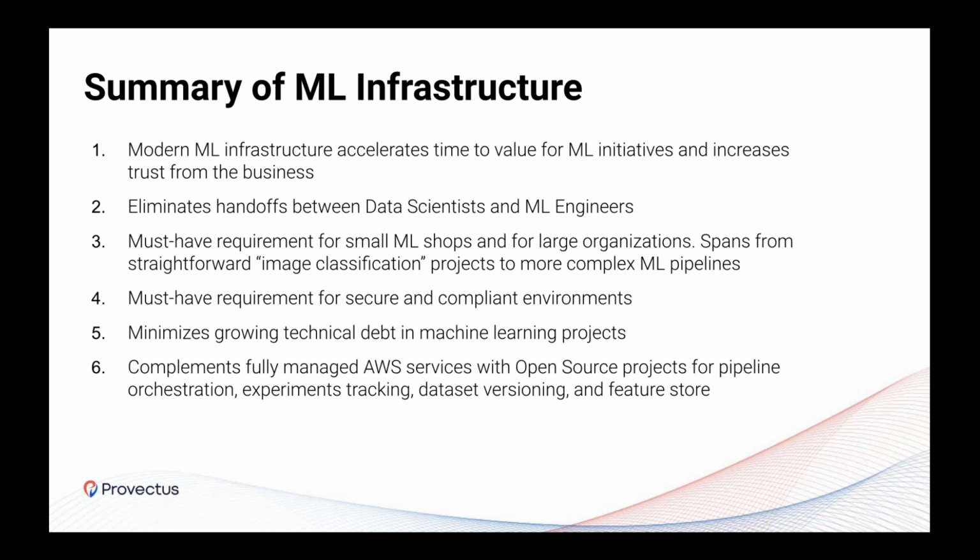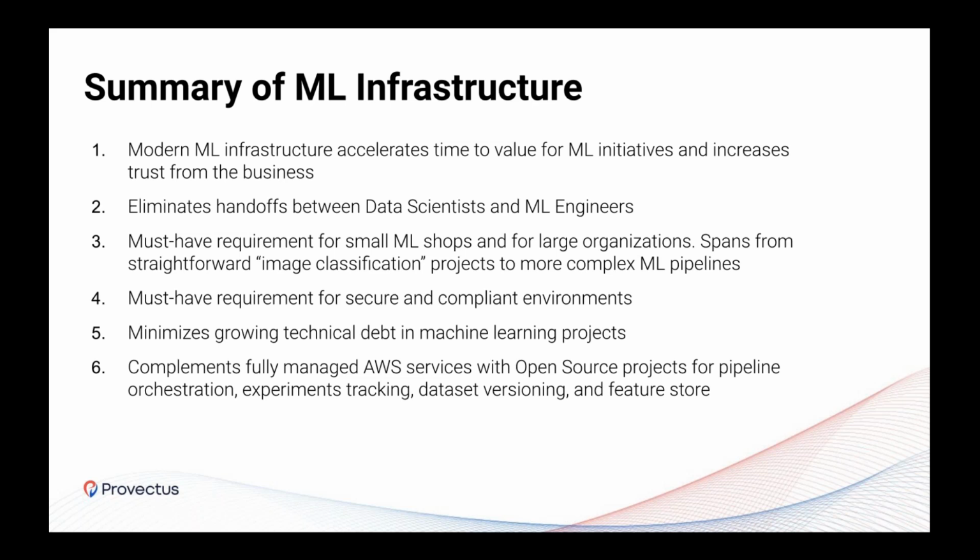This is a must-have requirement for organizations of all sizes, from small machine learning shops to large organizations. It also covers straightforward machine learning use cases, as well as more complex ones, like recommendation engines and other pipelines. It is a must-have requirement for secure and compliant environments. You have to track everything. You have to build a white box, not a black box.